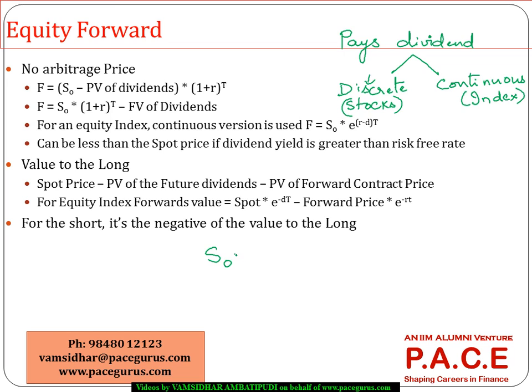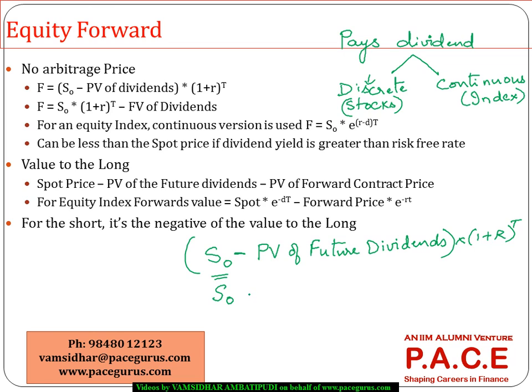What you will do is to compute the forward price. First we subtract the present value of the future dividends, which means you adjust the current spot price. You adjust the current spot price by subtracting the present value of the future dividends from the current spot price, and after that do 1 plus r to the power t, especially if the dividends are discrete in nature.